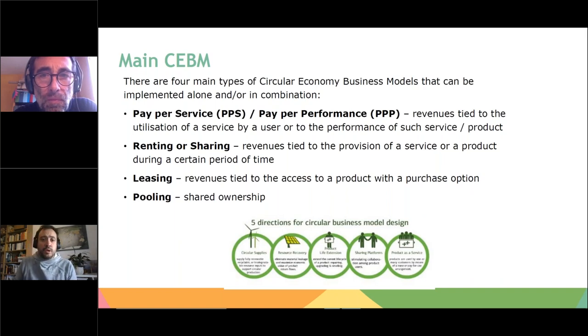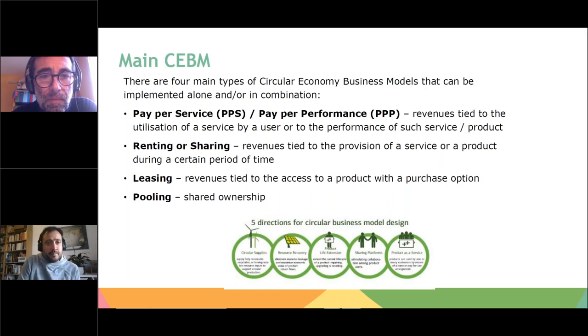So the service provider basically owns the PV system, manages it, maintains it, and basically sells the energy, or gets revenues from a certain threshold of energy that can be used by the end user or the building occupant.